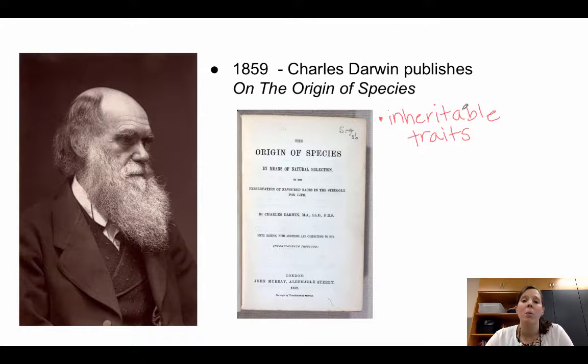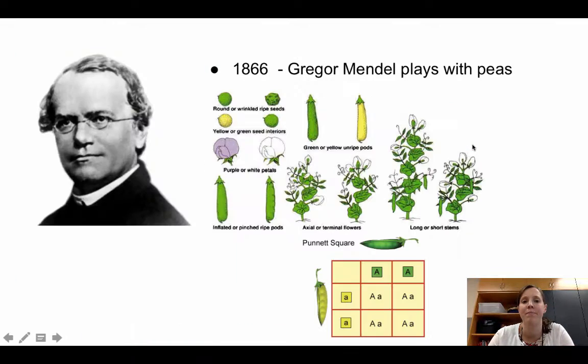And of course, Darwin was talking about this in the sense that organisms that have favorable traits will pass them on to their offspring, whereas organisms that have unfavorable traits will not survive or will have fewer offspring. But this first put out there this idea that traits are passed on from parents to kids and that there must be some mechanism through which that happens.